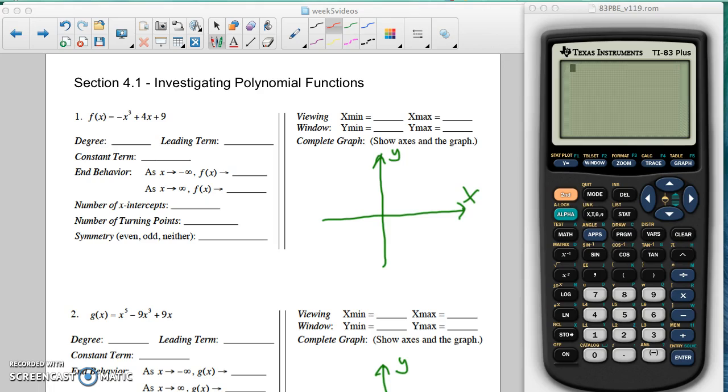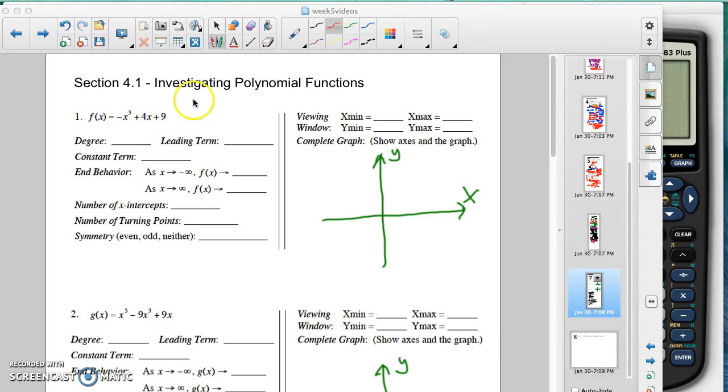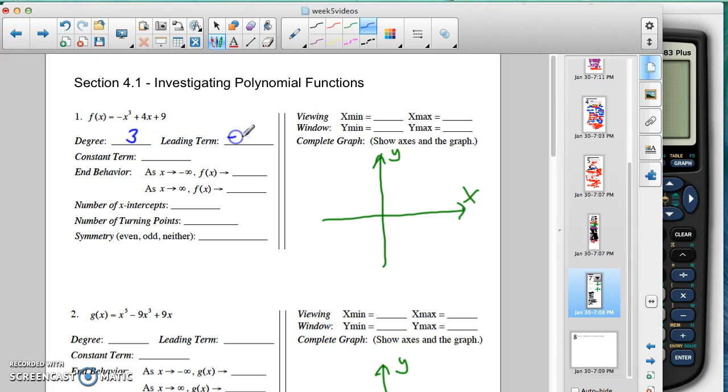So in this first example, we have f of x equals negative x cubed plus 4x plus 9. Our degree is the degree of the term. This is our highest power, so our degree is 3 here. Our leading term is this term here, so that's going to be negative x to the third. Our constant term would be the number at the end, which is, well, if it has no x, then our constant term is 9.